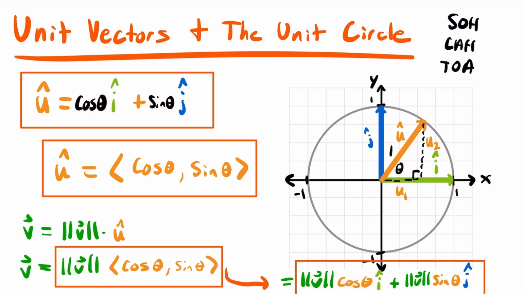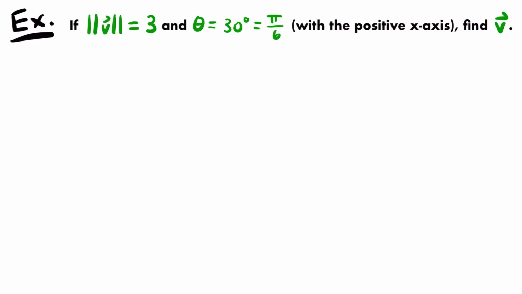Okay, and so before we close this lesson, I want to show you one example of where these definitions are helpful. Okay, so here's our example. If the magnitude of vector v is equal to 3, and theta is equal to 30 degrees, or pi divided by 6 radians, with the positive x-axis, find vector v. Okay, so for this problem, we don't actually know what the components of vector v are, but we can find them using the known magnitude and angle that that vector is making with the positive x-axis. Or in other words, we can find a vector v using its magnitude and its direction, right? That is ultimately what this angle is giving us, the direction of our vector v.